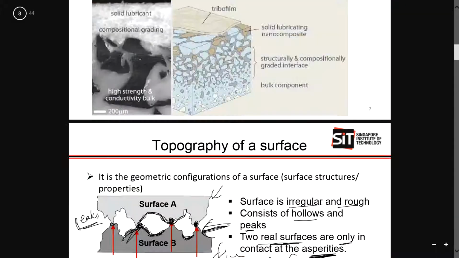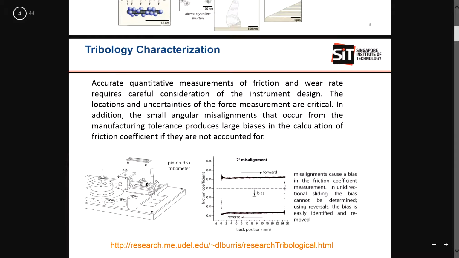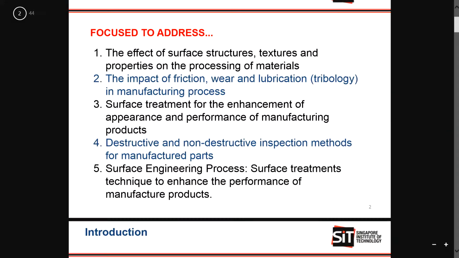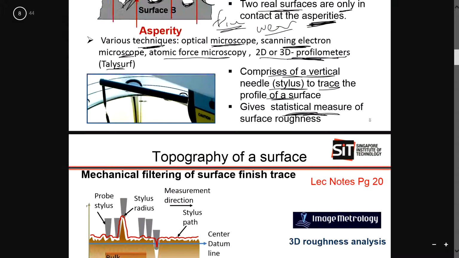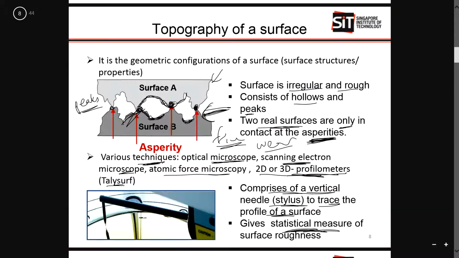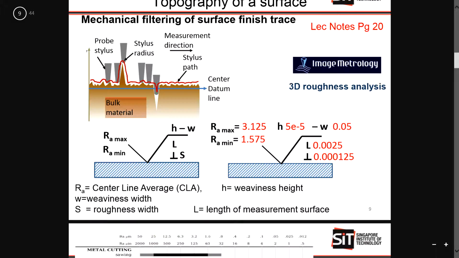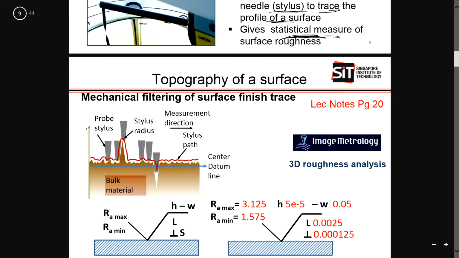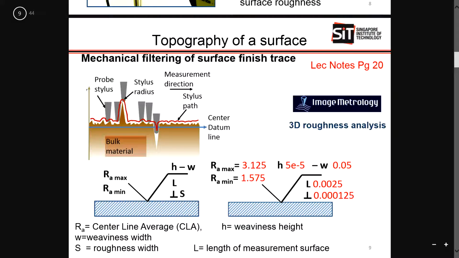If you remember the very first part of our tribology introduction, we looked at friction, wear and lubrication. So everything is about friction and wear. We need to first understand the topography of a surface, and this is why they use different probes. Here we use a profile meter, which still uses the stylus concept.